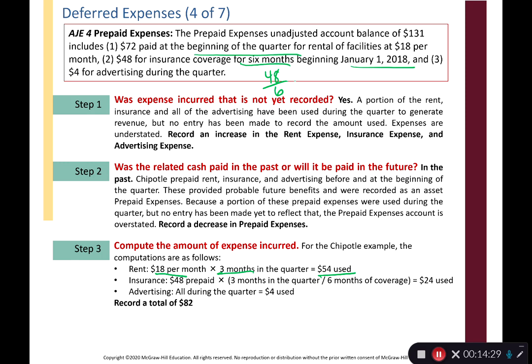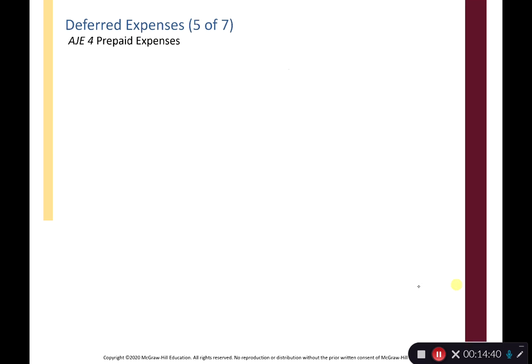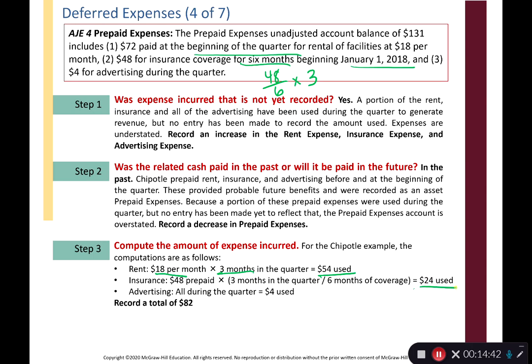That'll tell you the monthly amount, and then multiply by the number of months that went by. And in the first quarter, January, February, March, there's 3 months that went by, and that'll get you to the $24 that was used. So whenever I'm doing it, I always say, what's the total amount? And then I divide it by the number of months that that total represents, then multiply it by the number of months that have gone by.